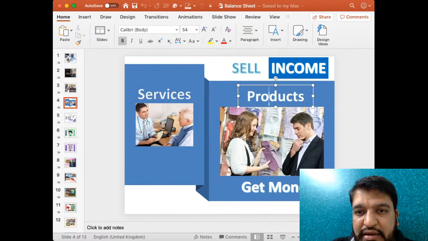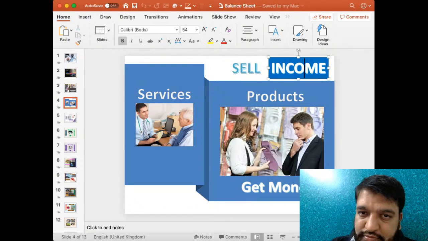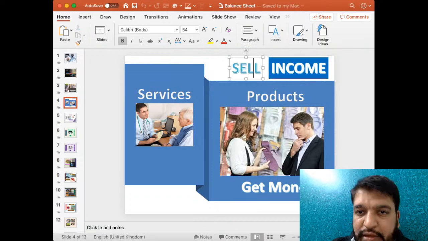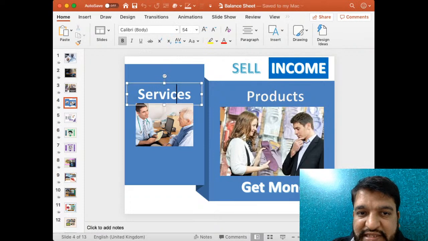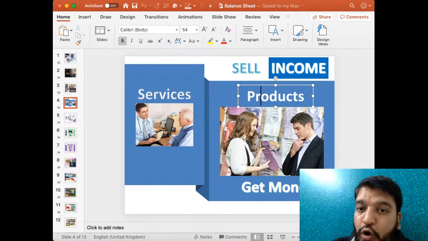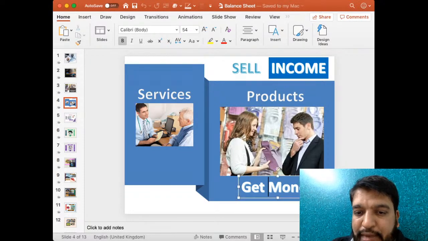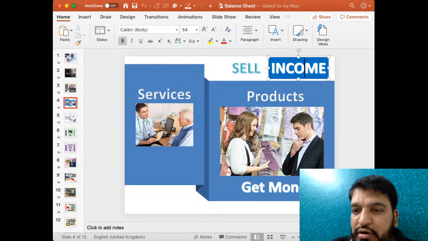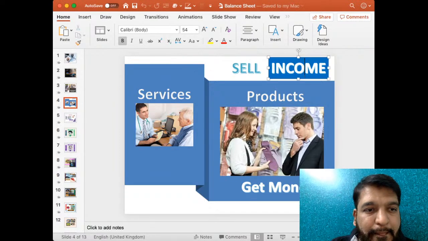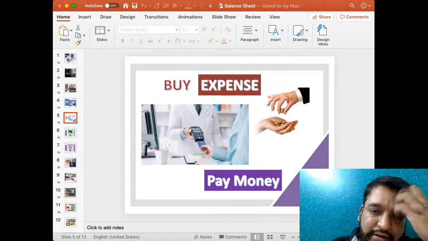So when you sell services or products or both, and you get money, that is called income. So is it clear? I'll repeat it again. If you sell services or products or both and get money for it, that is called income. Now let's see what expenses are.